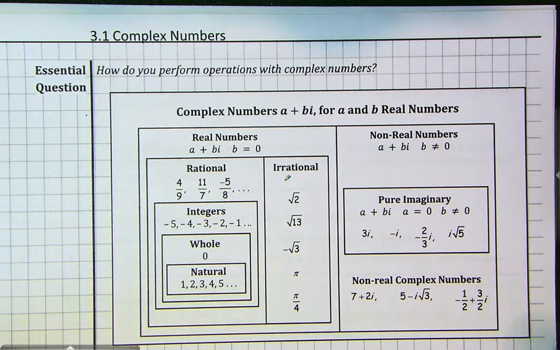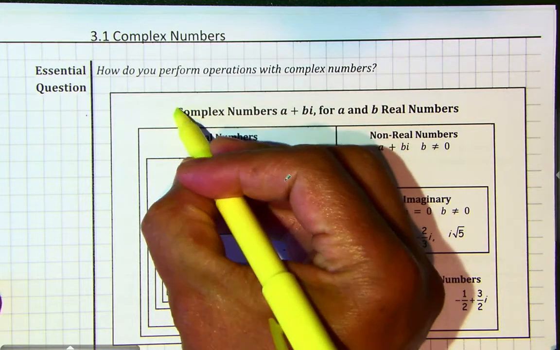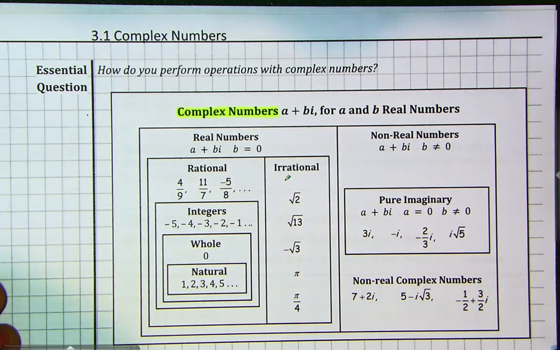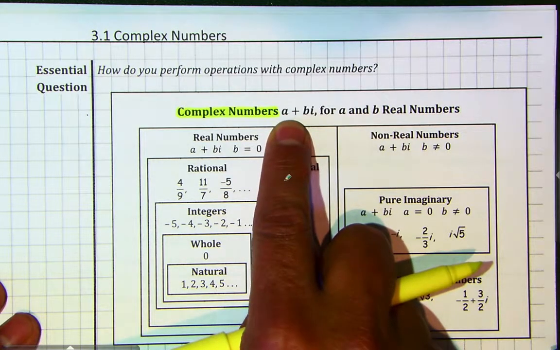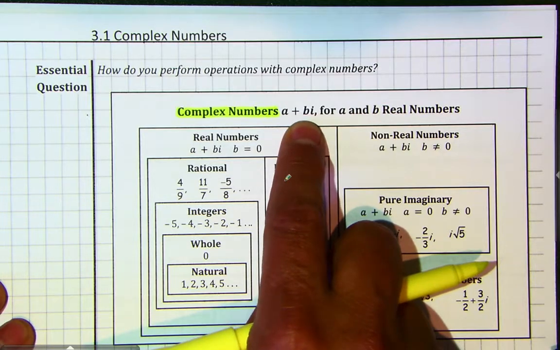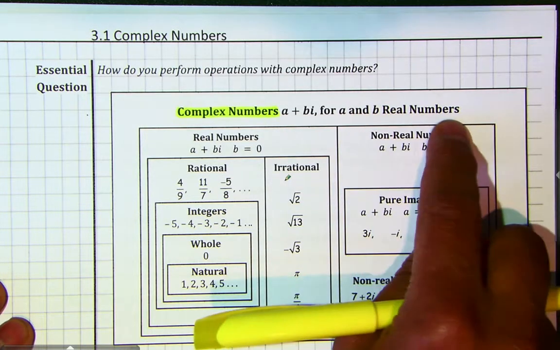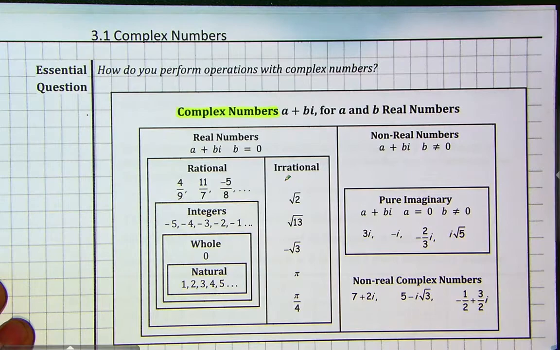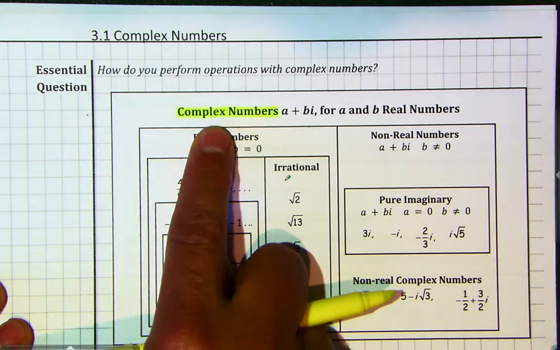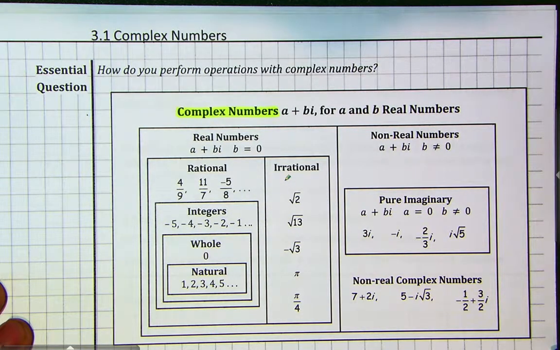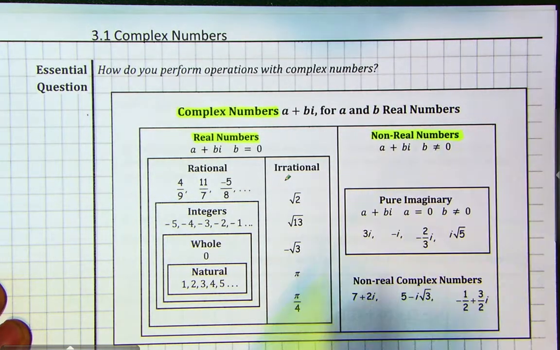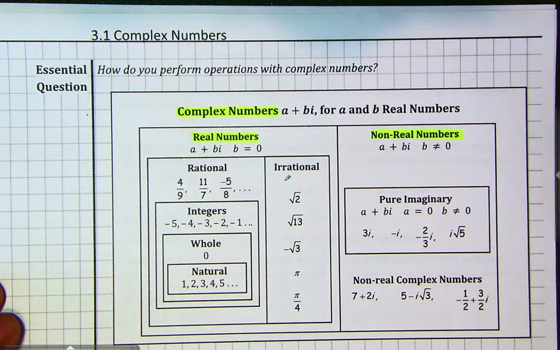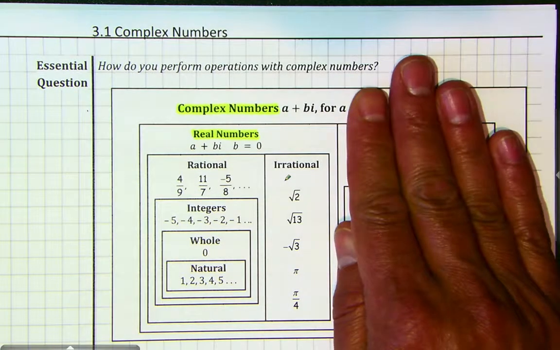So today we are going to cover complex numbers, and this is something that you covered last year as well. We have the following format, a plus bi, for a and b are going to be real numbers. And complex numbers are divided up into two parts, real numbers or non-real numbers. Now, real numbers is everything that you covered in Algebra 1.